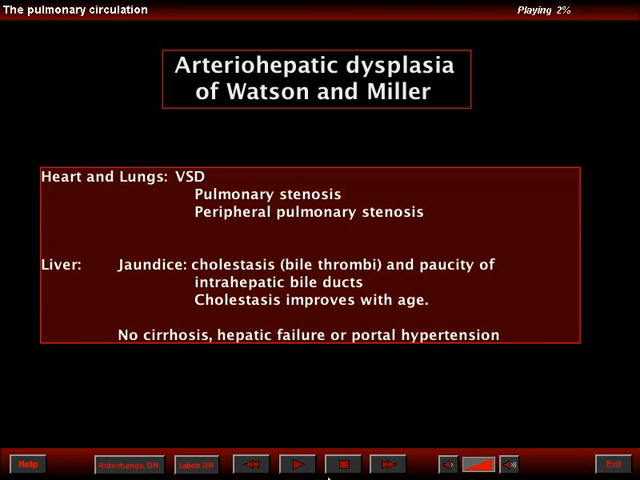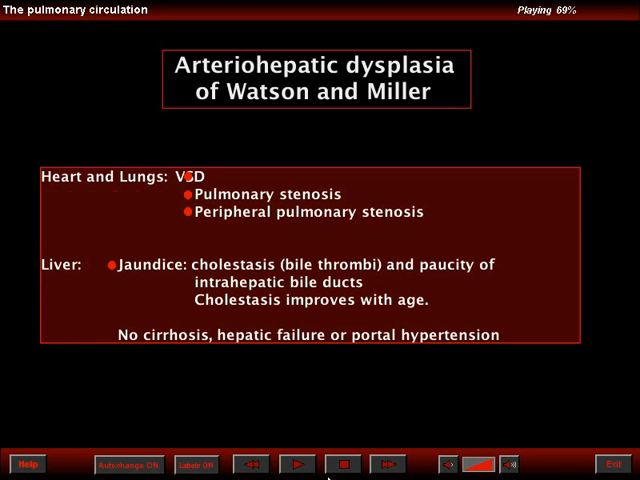This is a syndrome also called arteriohepatic dysplasia because of the dysplastic biliary tree that is associated with the pulmonary branch stenosis. It has also been called the arteriohepatic dysplasia of Watson and Miller. The heart and lungs have anomalies such as ventricular septal defect, pulmonary stenosis, and peripheral pulmonary stenosis, as previously described in our first case. The patient may present with jaundice, which is due to cholestasis.